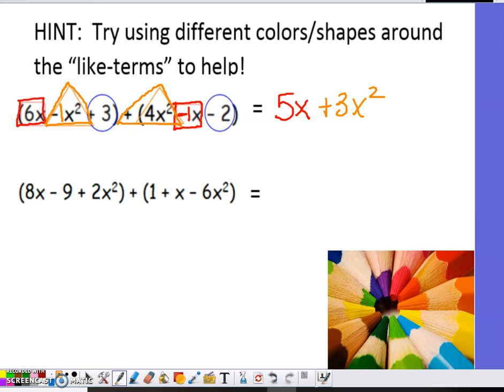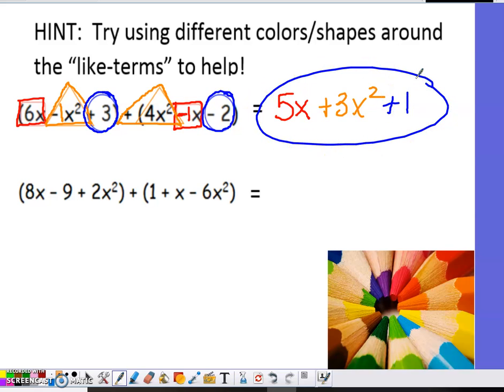And then lastly, we have our constants left over, right? Numbers without variables. So I have a positive 3 and a negative 2. So 3 minus 2 gives me a positive 1. So that is how I would simplify my expression by combining like terms.